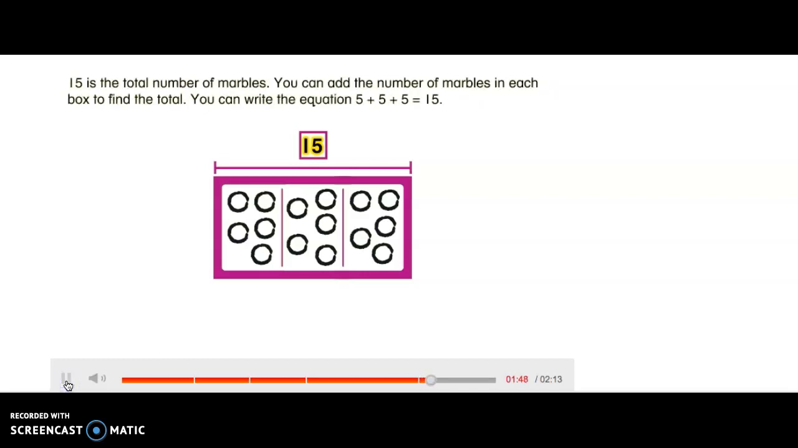"15" is the total number of marbles. You can add the number of marbles in each box to find the total. You can write the equation 5 plus 5 plus 5 equals 15.